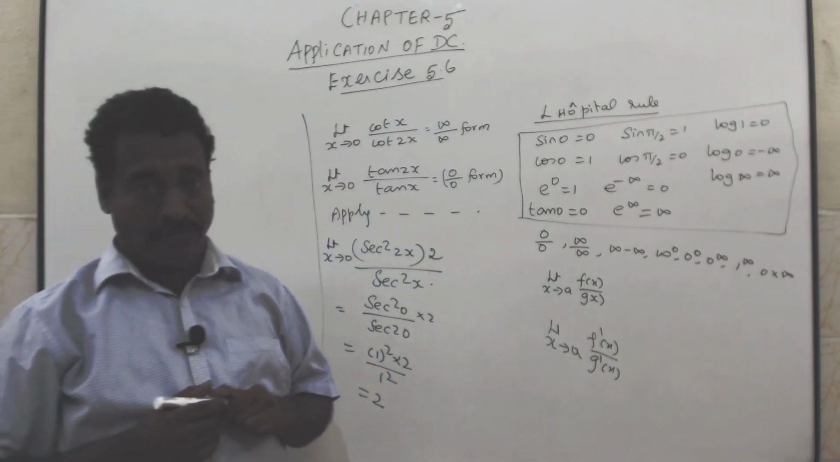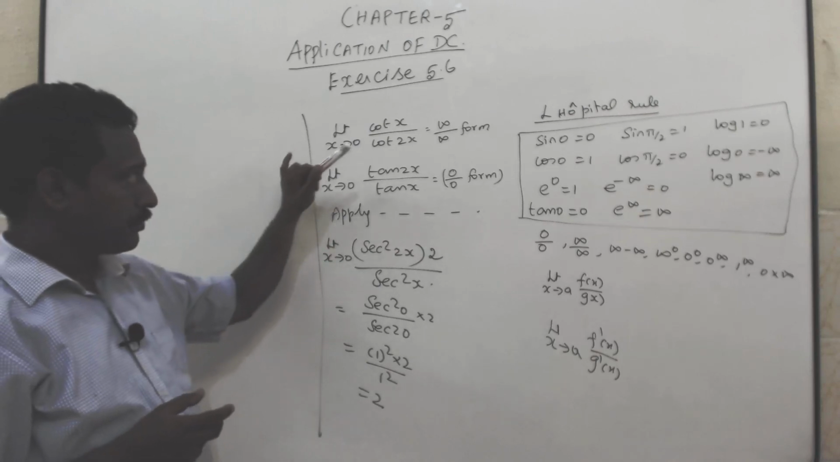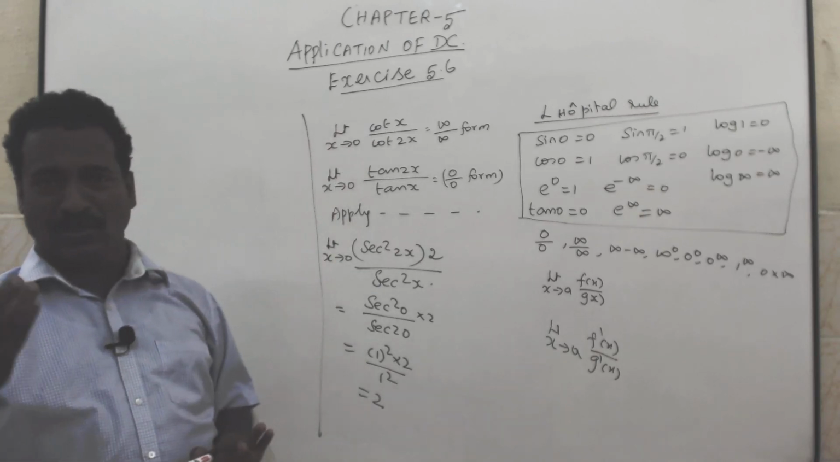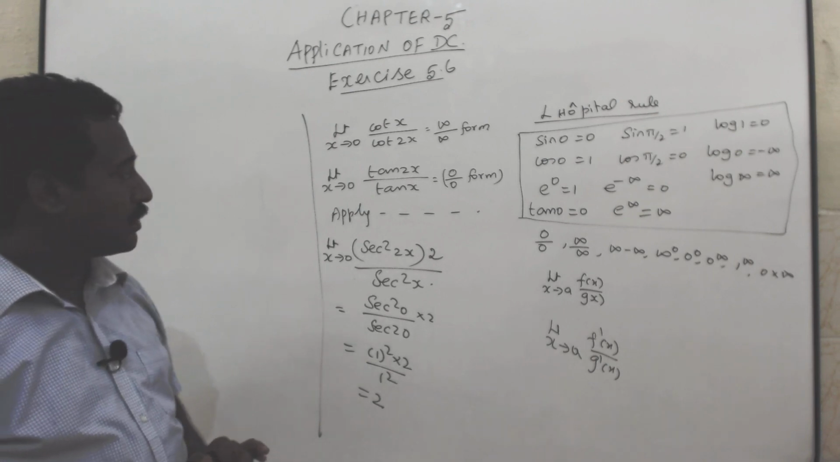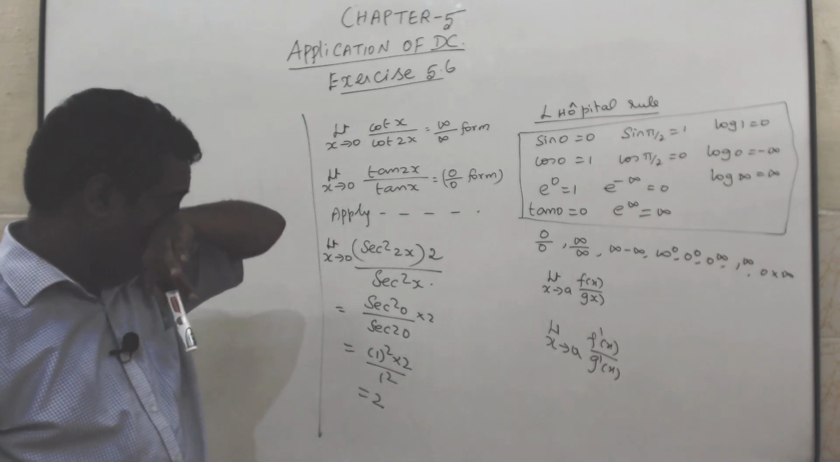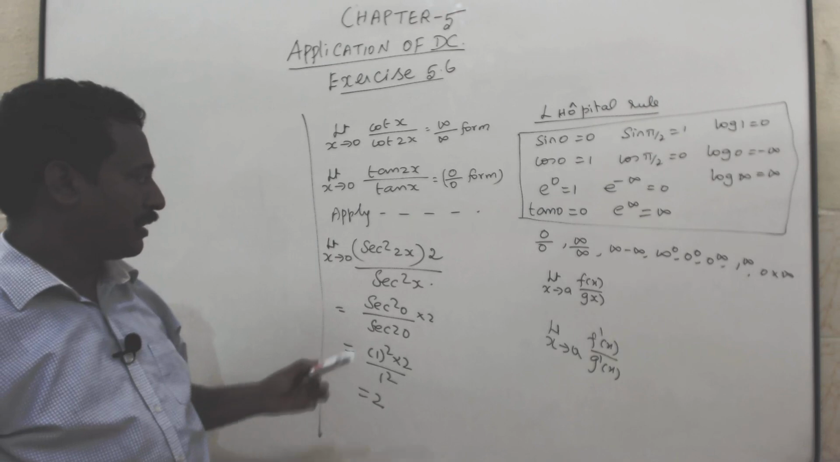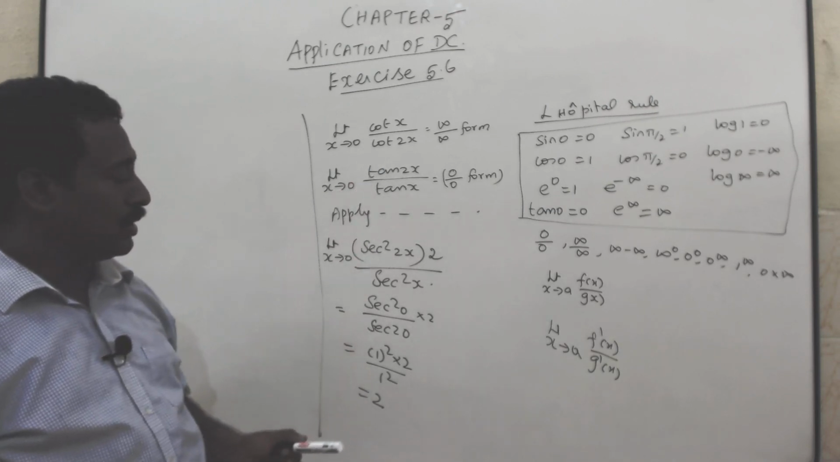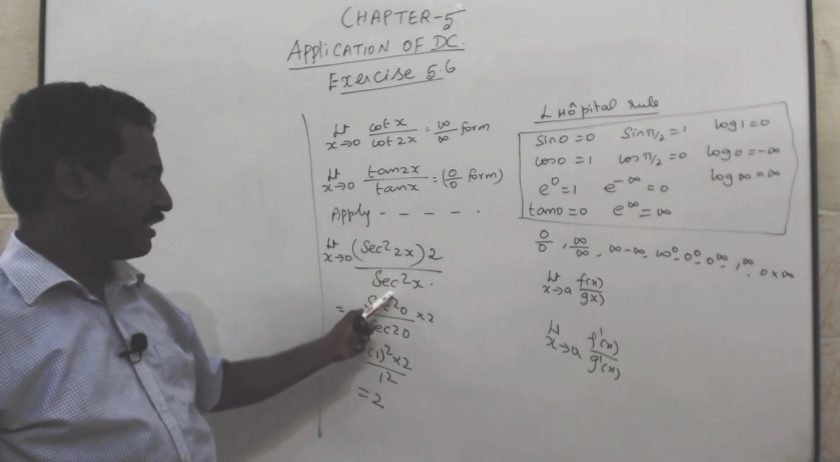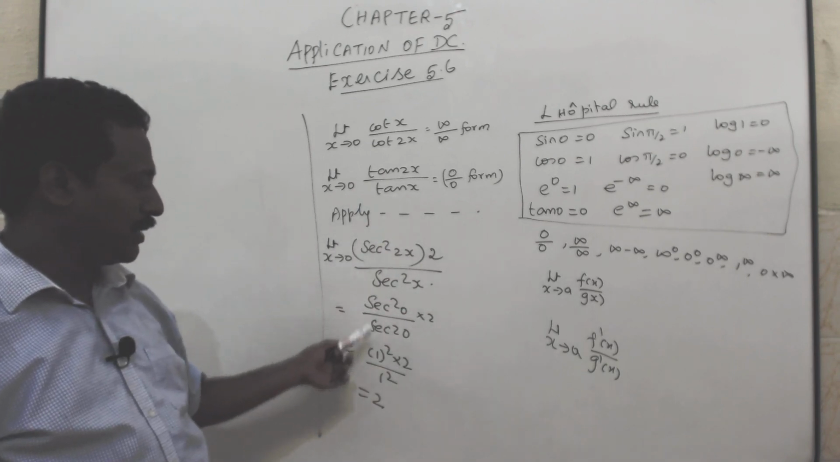The next problem. Here, any doubts? When we substitute x equal to 0, you get infinity by infinity form. Tan x by tan 2x, that is 0 by 0 form. Apply L'Hopital rule, limit x tends to 0. Differentiation of tan 2x is secant square 2x into 2, and tan x differentiation is secant square x. Substitute the limit, you will get the result.